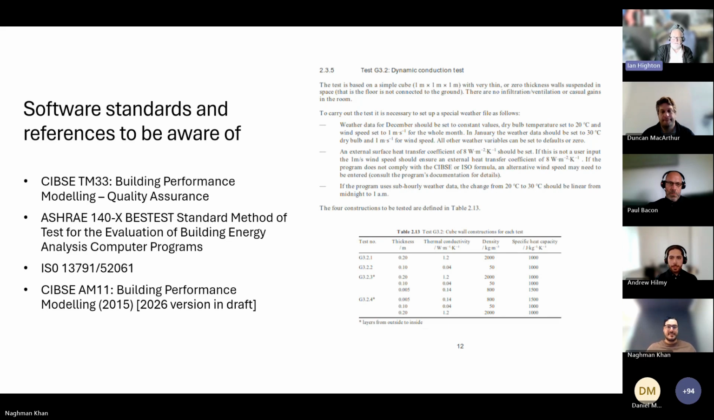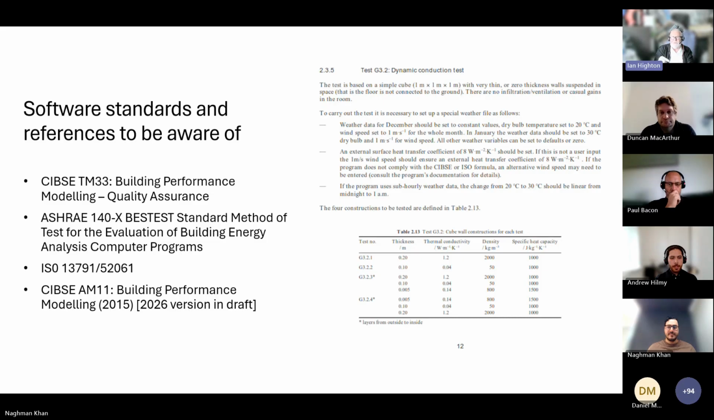Yeah, well, TM33, it's well worth a look. It's a really good document. I don't know why it's been deprecated or whatever it is. It says superseded on the CIBSE website, and there's nothing that's superseding it. So it's well worth a look. And the conduction tests, as I say, the ones you can see on the right there, was it G3.2? Those dynamic conduction tests are well worth a run through.